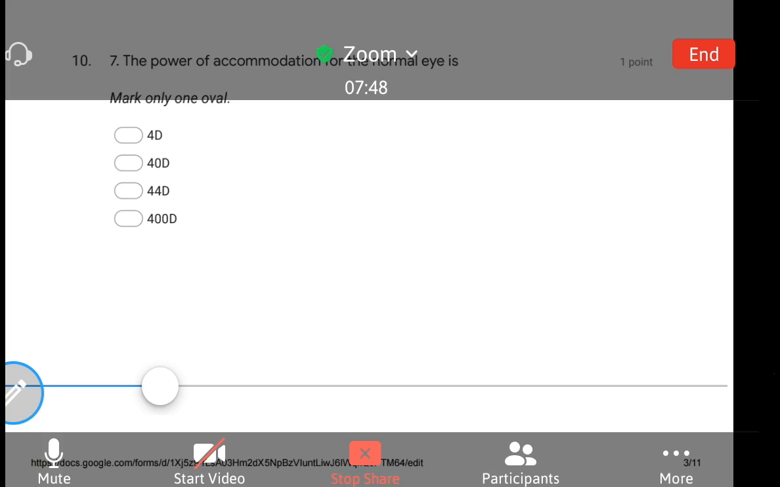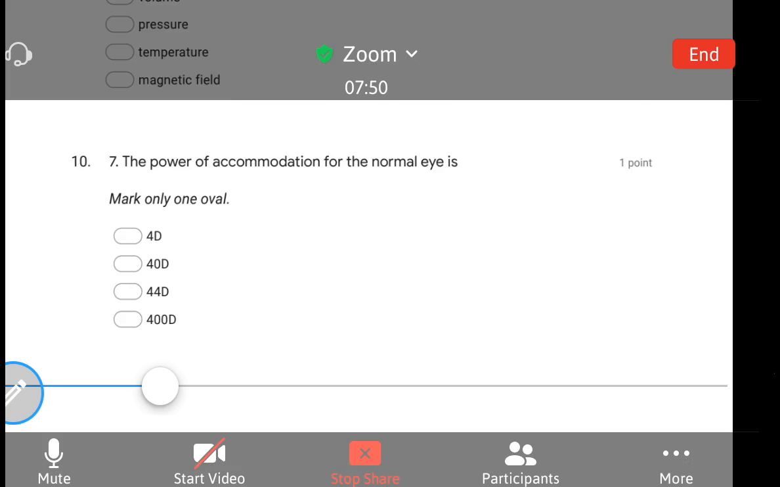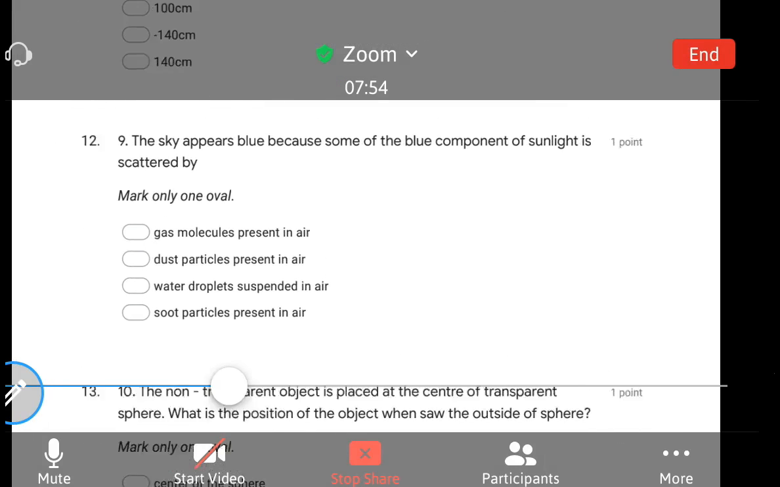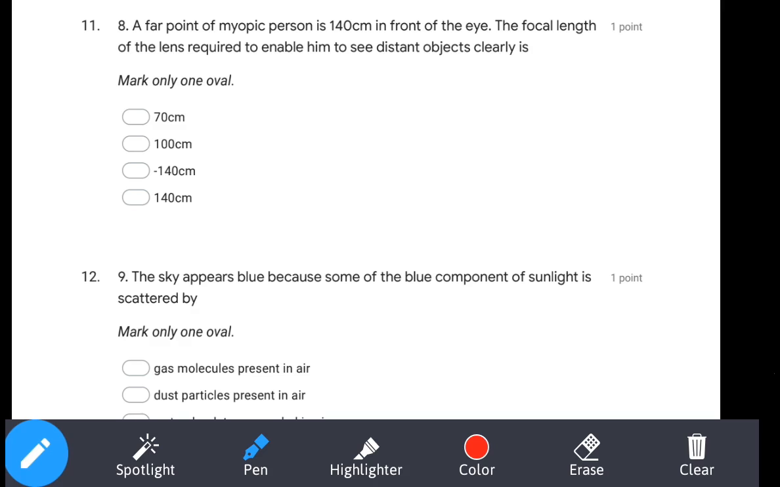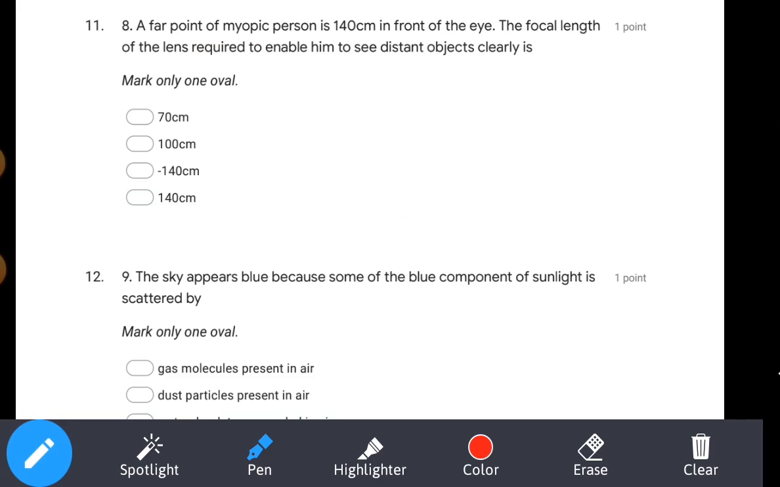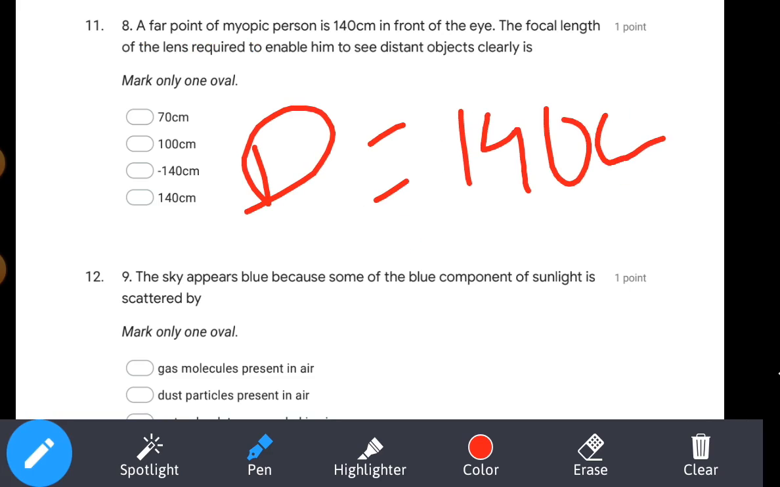Okay, I think that page is over. Let's see the next page. Let me zoom it. 11th question, the far point of a myopic person. The far point is denoted with capital D. So far point means what? He is suffering from myopia, as I already explained. So what lens will be used here? Concave lens. The D value they have given as 140 centimeter.